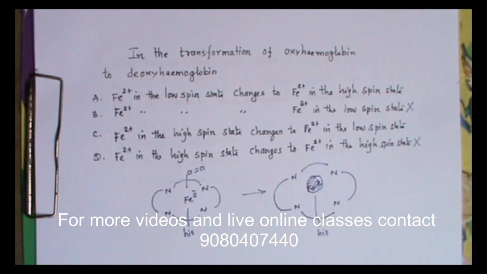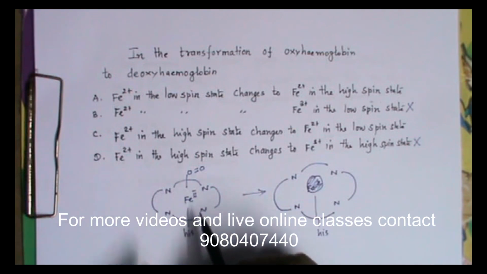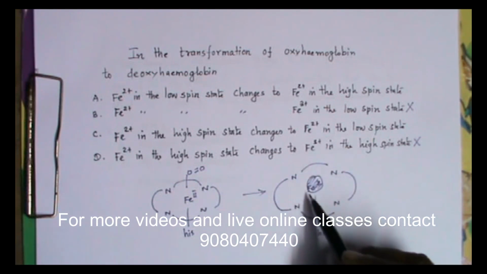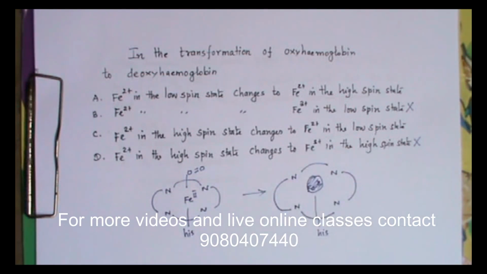What about the spin state? I mentioned that in oxyhemoglobin, Fe2+ and the 4 nitrogen atoms are in the same plane. But here Fe is in a different plane. It is somewhat above because the size of Fe2+ will be somewhat larger and it cannot be accommodated in the cavity. What is the reason?